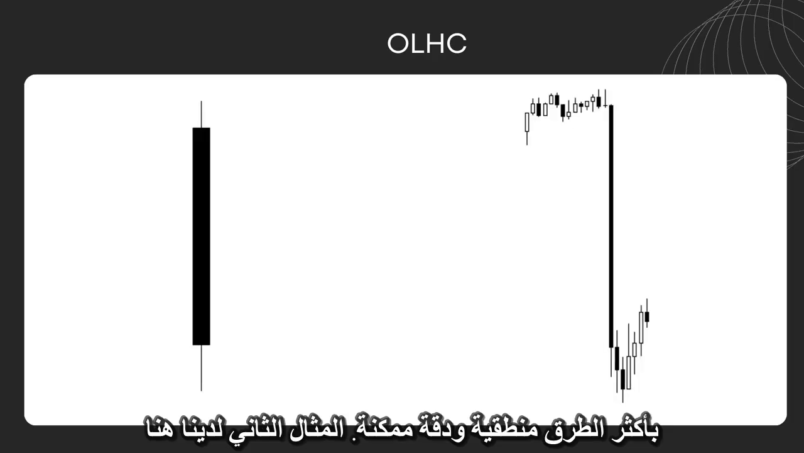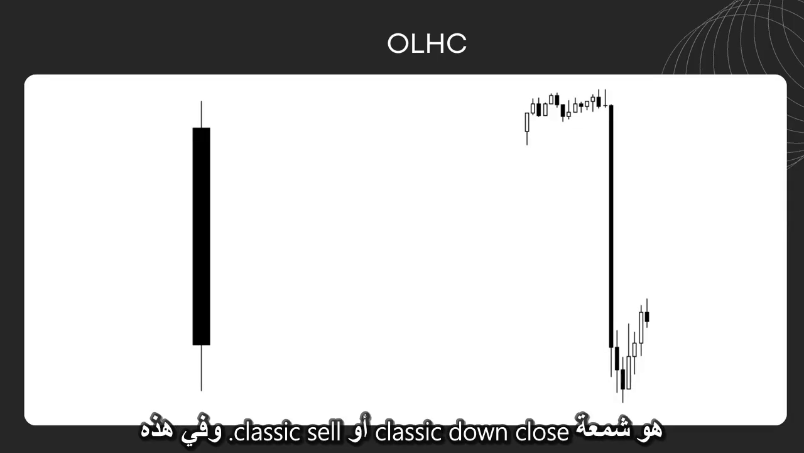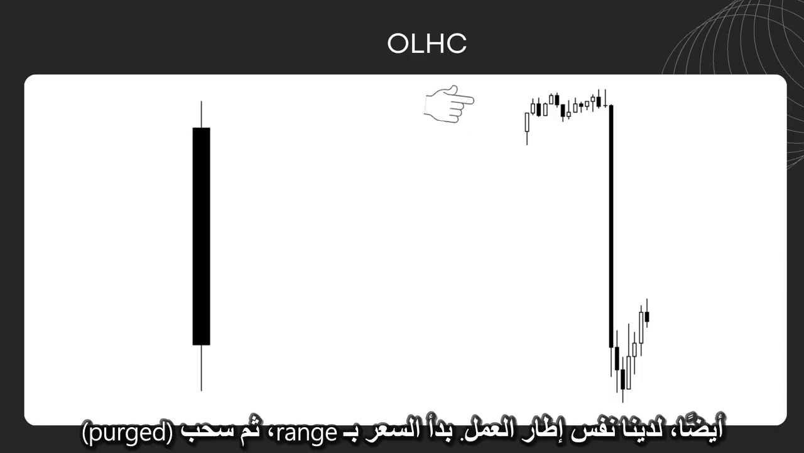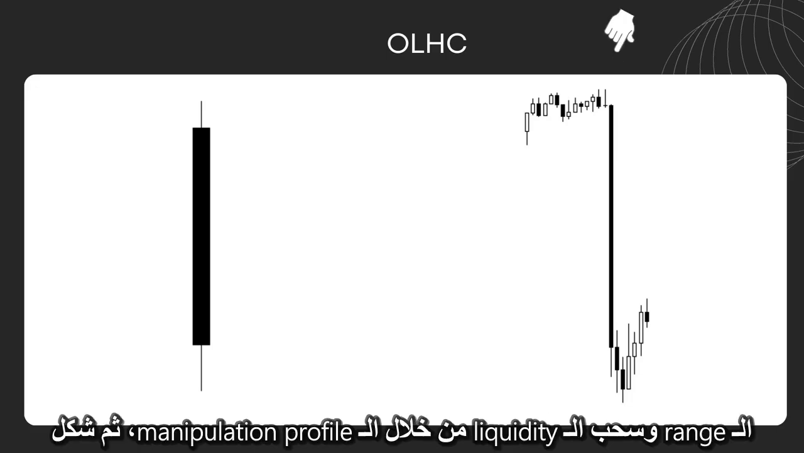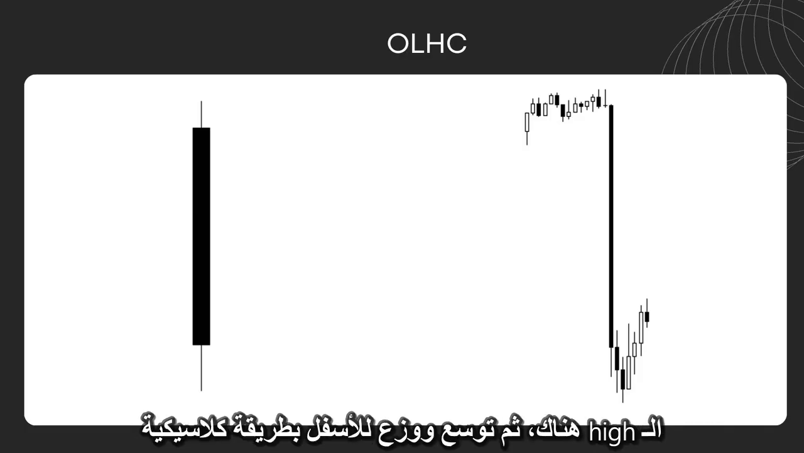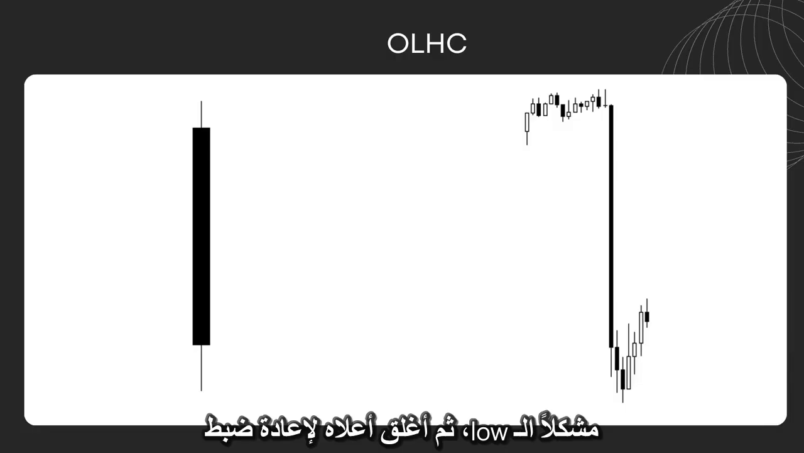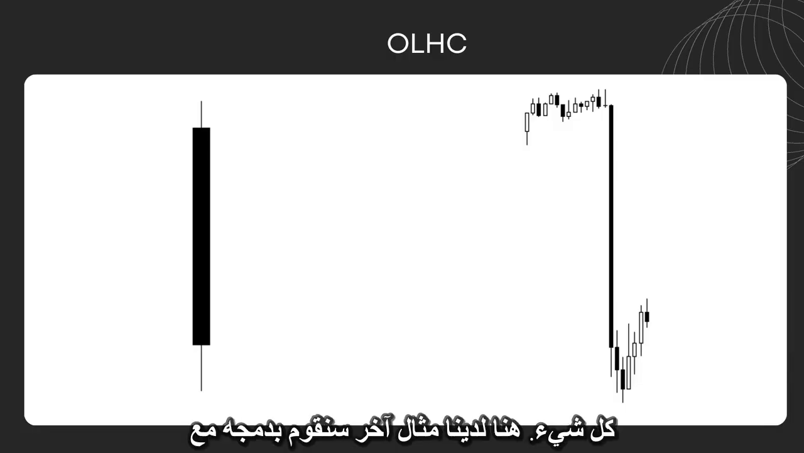Second one we've got right here is the classic down close candle or classic sell candle. And in this one again we've got the same framework. It started off with a range, then it purged the range and purged the liquidity by having the manipulation profile, and then it formed the high there, and then it expanded and distributed lower in a classic fashion, forming the low and then closing above to reset everything.